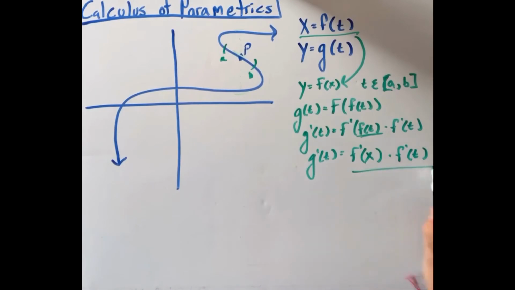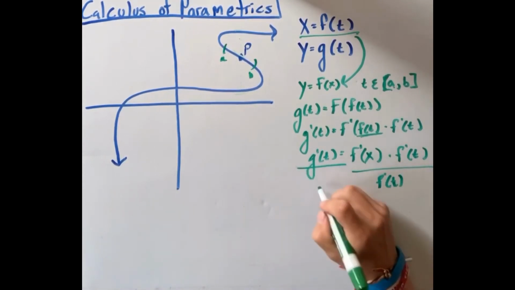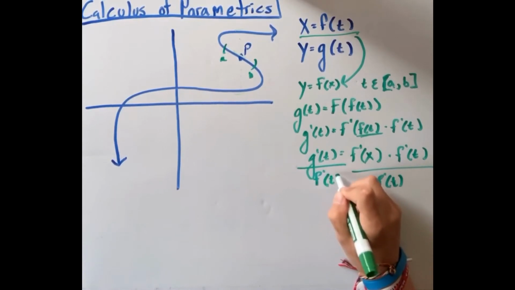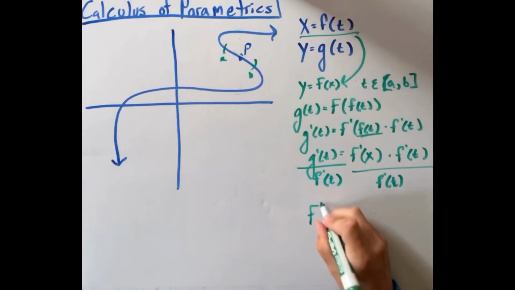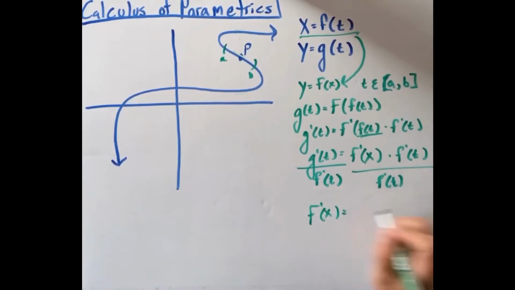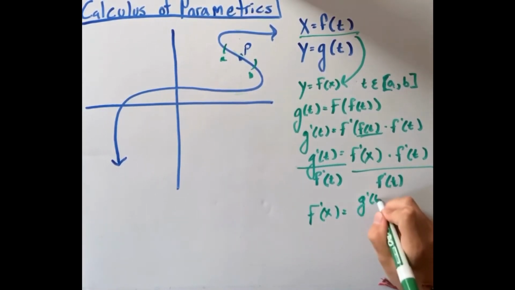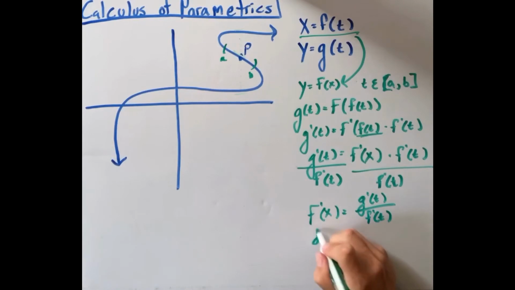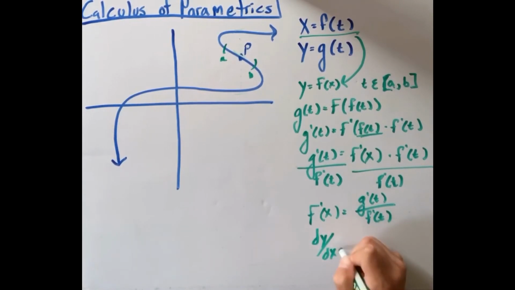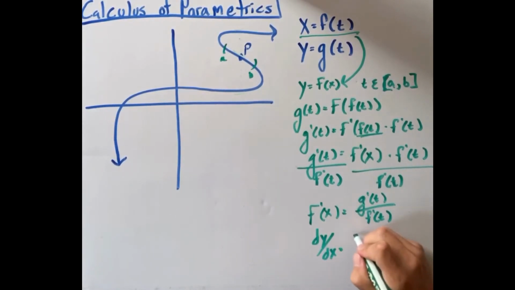And then we would divide by little f prime of t on both sides in order to get the slope of the function. So big F prime of x is equal to g prime of t over f prime of t. And then in Leibniz notation, that would be dy/dx is equal to dy/dt over dx/dt.